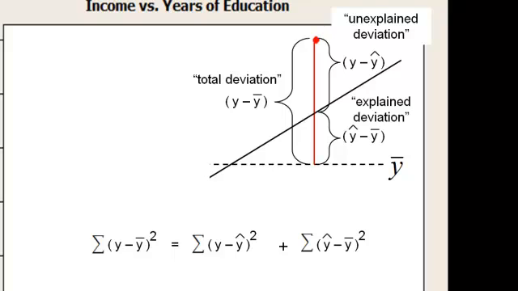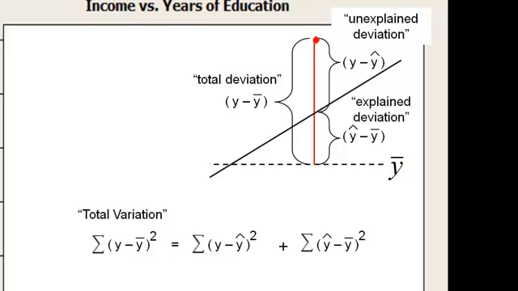In other words, the way that we split up the total deviation for this one data point into two pieces, we could do the same thing for each data point. And then if we square those individual pieces and sum them up across all our data points, we arrive at this equation. Now, it's beyond the scope of this class to show that this equation is true. However, we can still look at this equation and see what each piece represents.